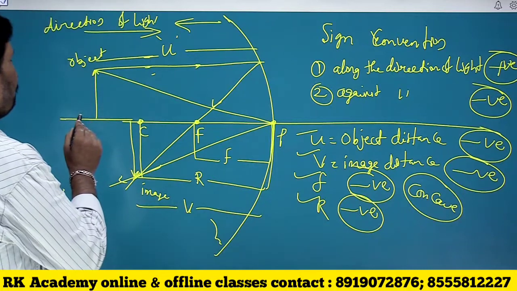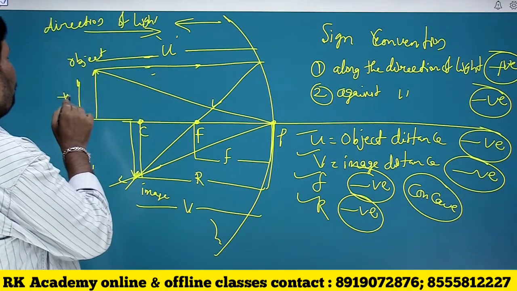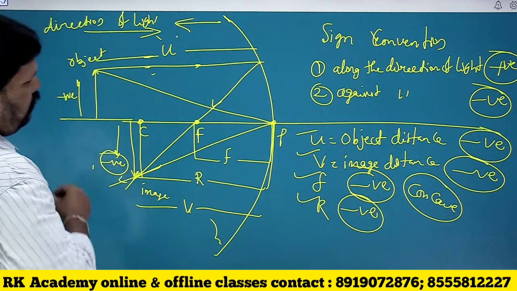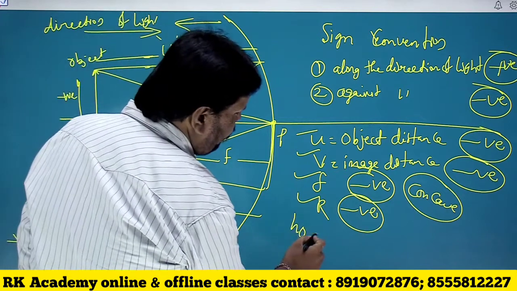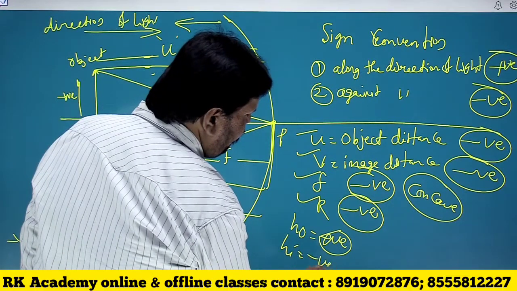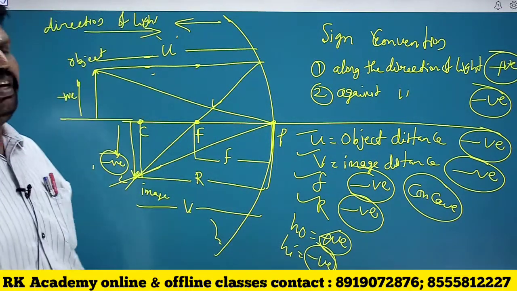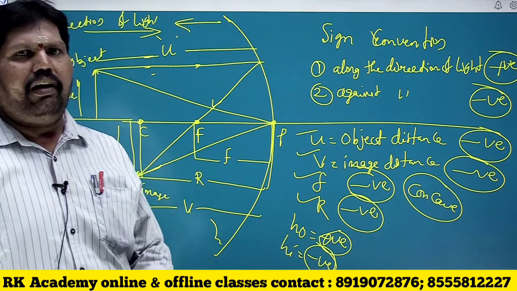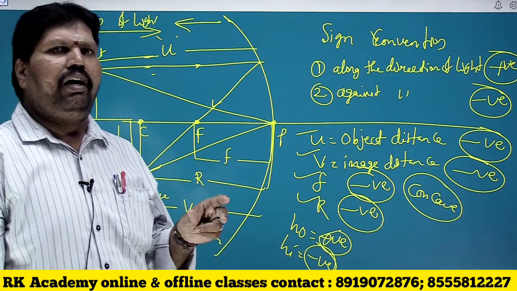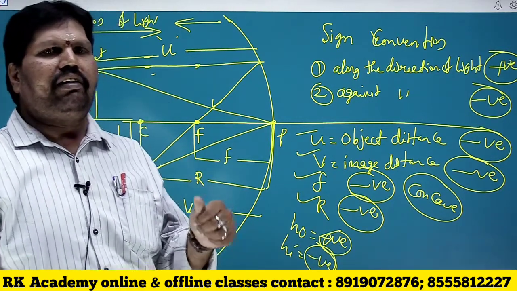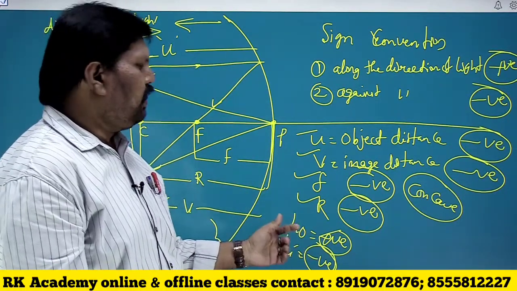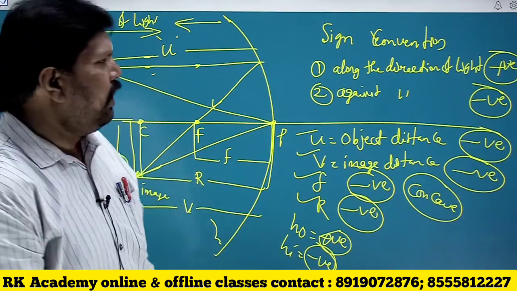And when you are measuring towards up, that should be taken positive. If you are measuring towards down, that should be taken as negative. So height of object is positive and height of image is negative. For a concave mirror, object distance, image distance, height of image, focal length, and radius of curvature, all are to be taken negative. Only height of object you have to take positive. Okay.